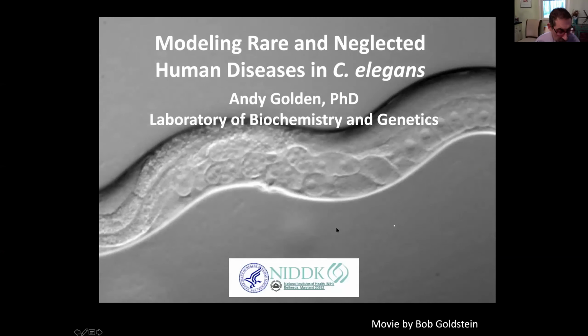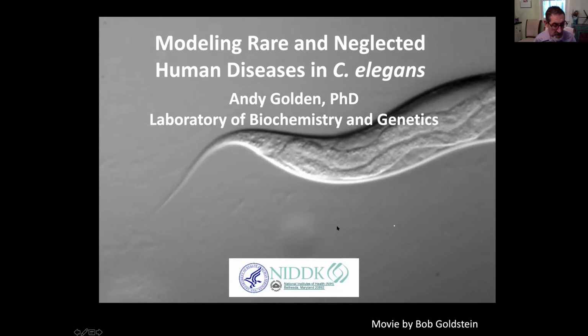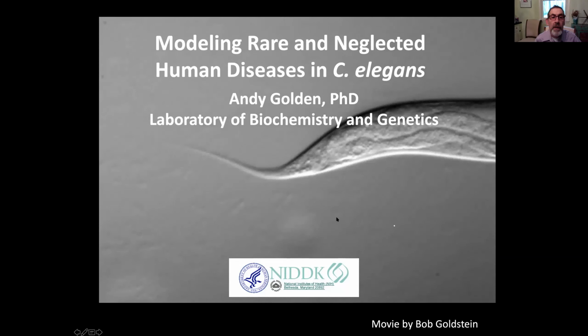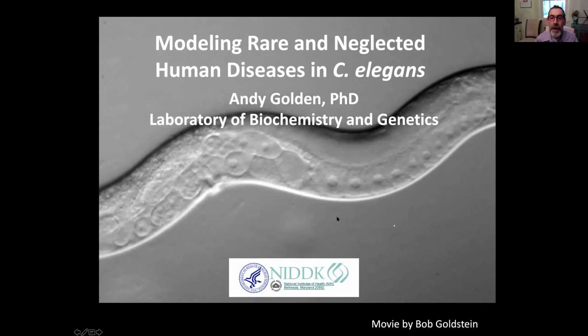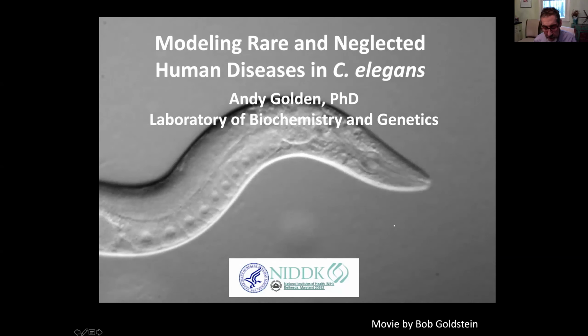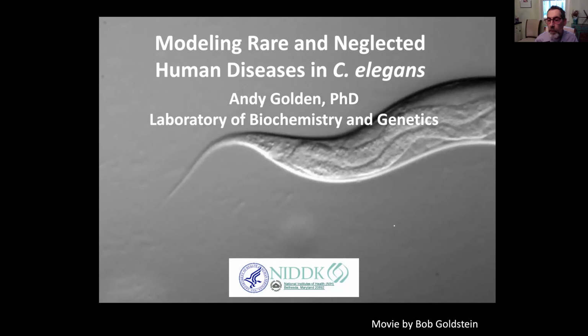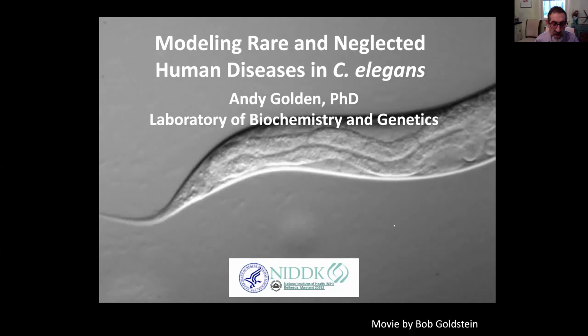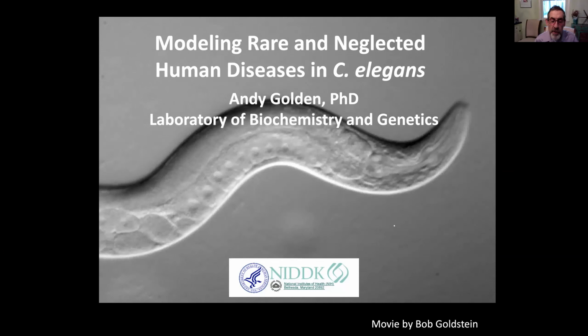Okay. I want to thank GCA for pulling this off, and also Shinya for organizing this session. So I'm going to talk about modeling rare and neglected monogenic human diseases in C. elegans, and I just want to give you 3 quick examples of what we've been able to do. And I think almost any lab with any gene of interest could really tackle such problems.